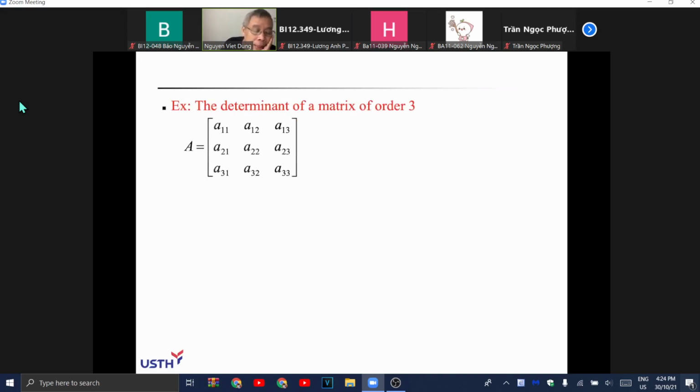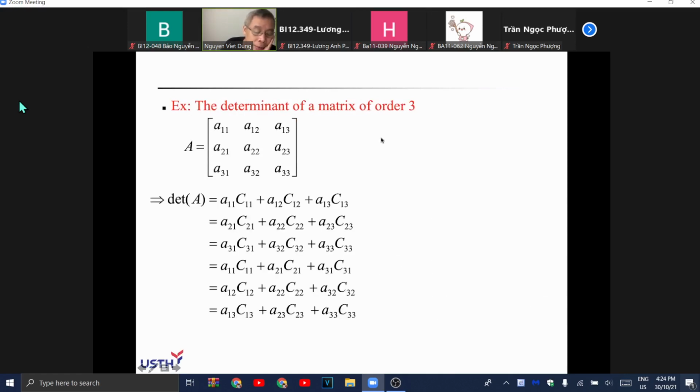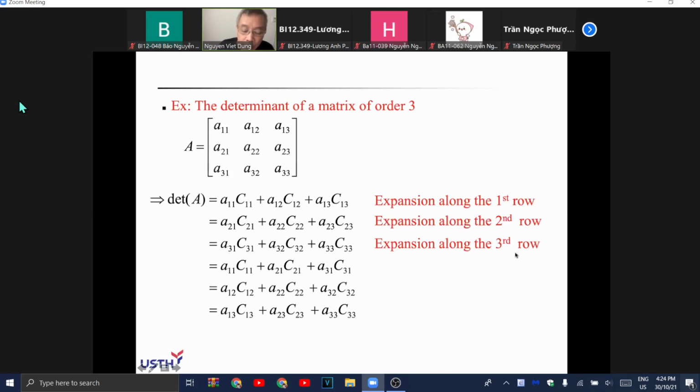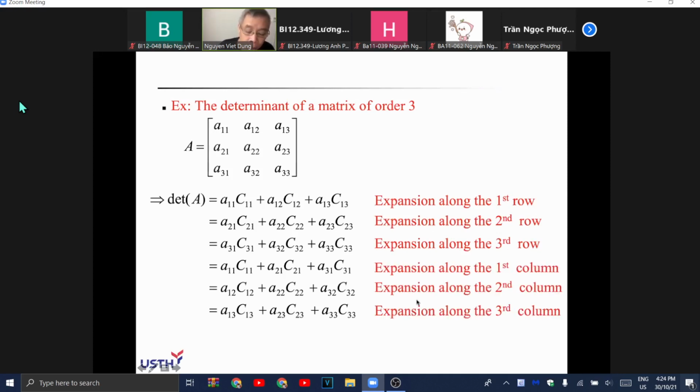And here are examples. The determinant of a matrix of order 3. If we write down the formula from the previous slide, we have 6 possibilities like that. We can expand the determinant by the first row, second row, third row, or first column, second column, third column. The first one is named expansion along the first row, and then here is the expansion along the second and the third row, and so on for the columns.